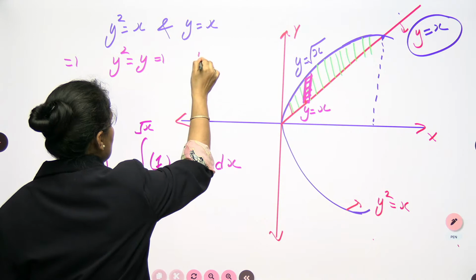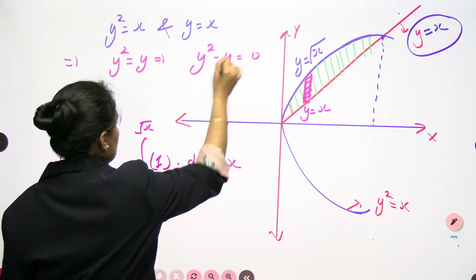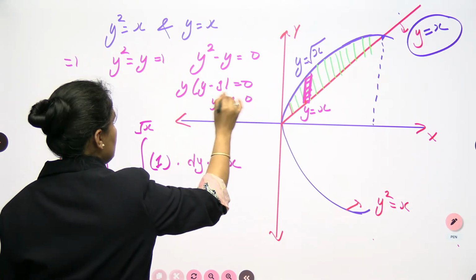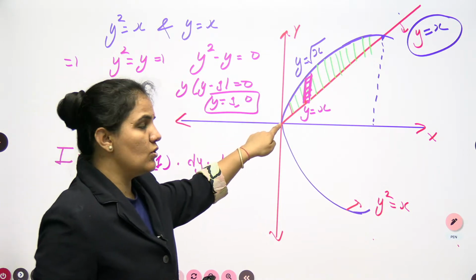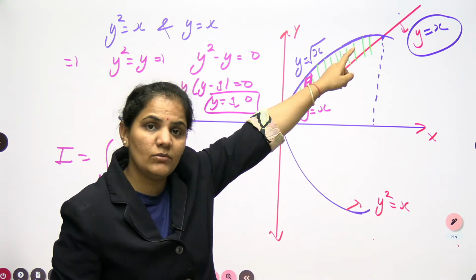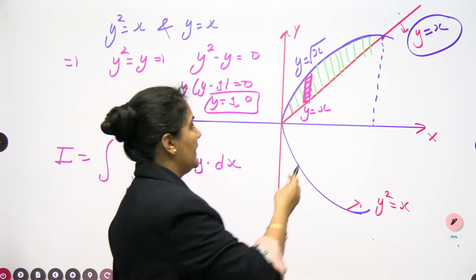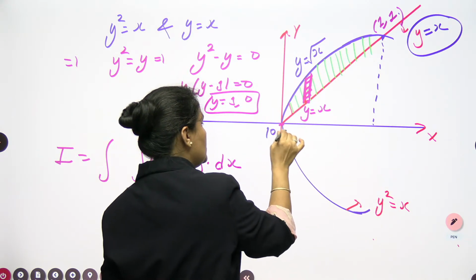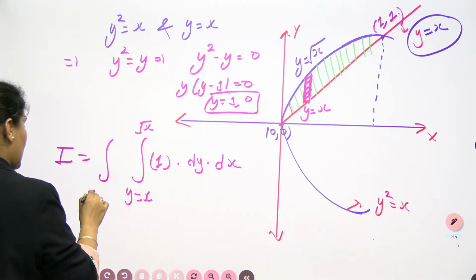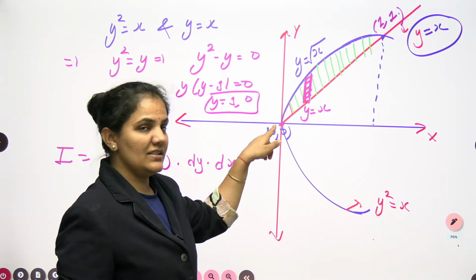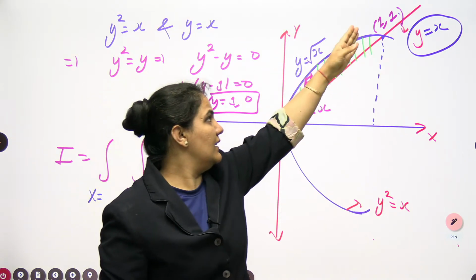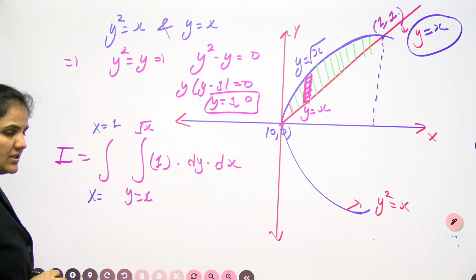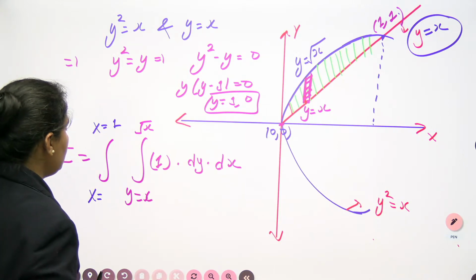So y square minus y is equal to 0, which gives y is equal to 0 and y is equal to 1. At y is equal to 0, my x is also 0. At y is equal to 1, my x is also 1. So the intersection points are (1, 1) and (0, 0). The starting point on the x-axis is x is equal to 0, and the ending point is x is equal to 1. So the limit for x is 0 to 1, and the limit for y is x to root x.